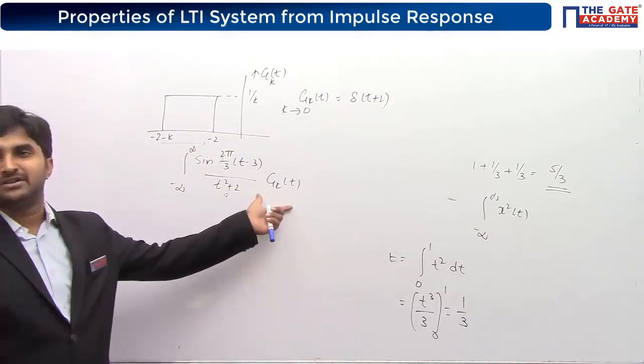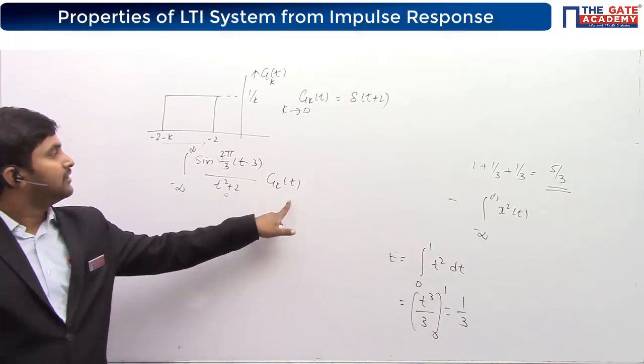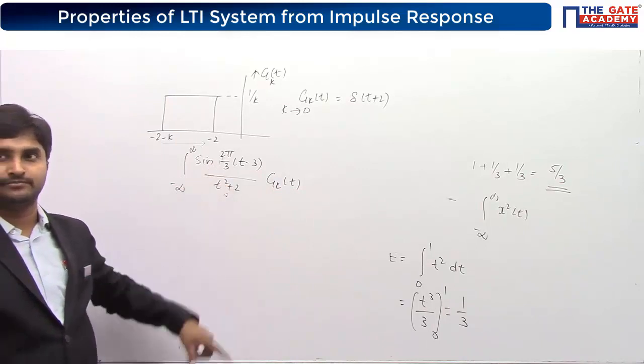So just substitute here. If you substitute here, you know what to do, right? Delta of t plus 2, put the value of t equal to minus 2 in this one.